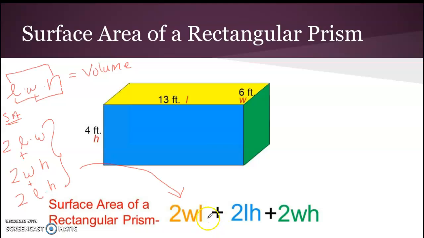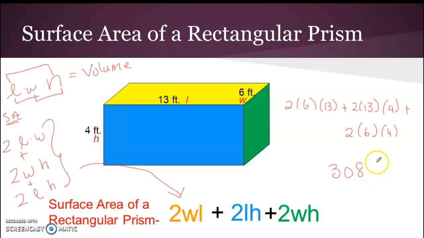After you have the formula, you're just going to substitute. So 2 times 6 times 13 plus 2 times 13 times 4 plus 2 times 6 times 4, and then you plug all of that straight into your calculator, and we're going to get 308. Now, because we're doing surface area, it's feet squared. We're back to squared because surface area is wrapping around the shape.